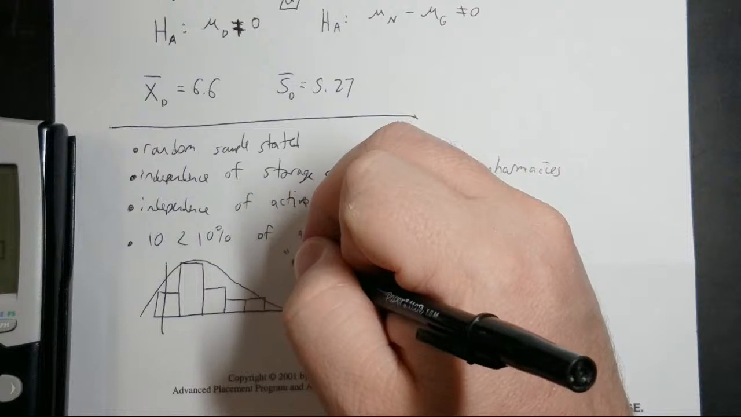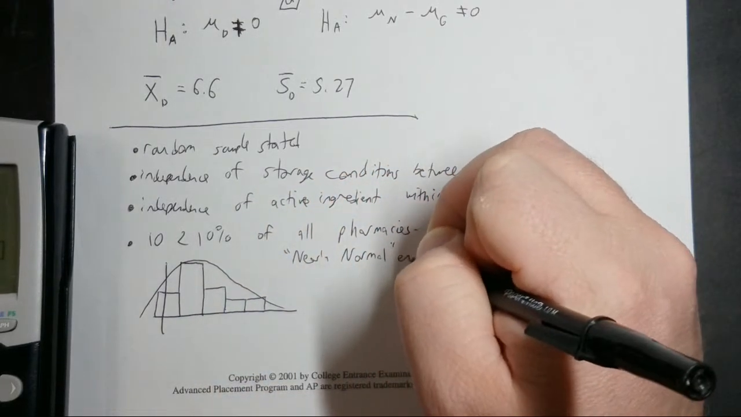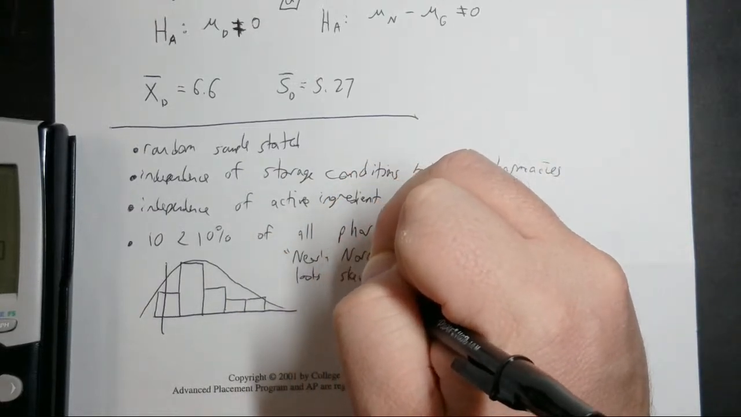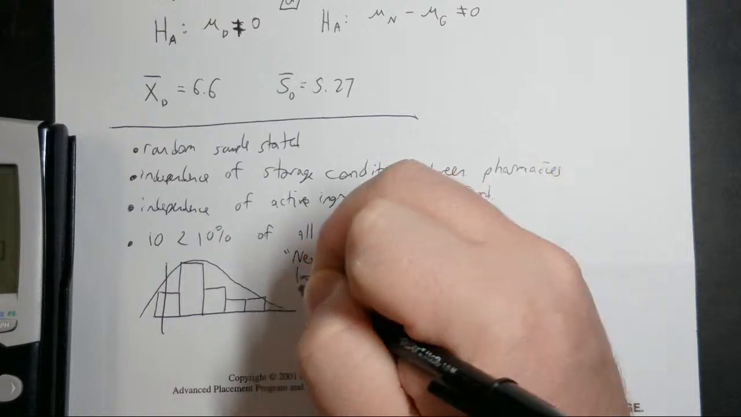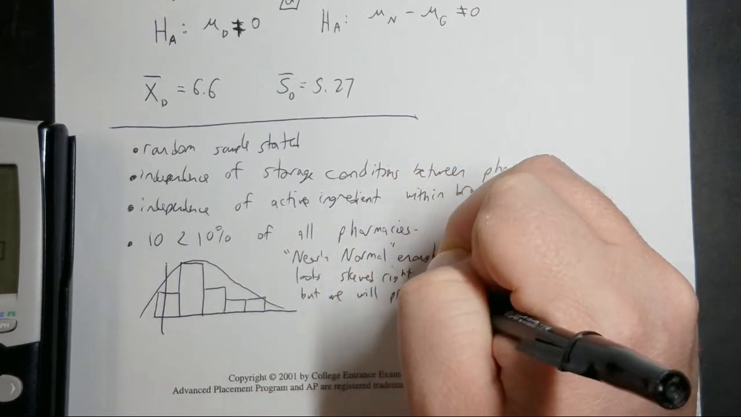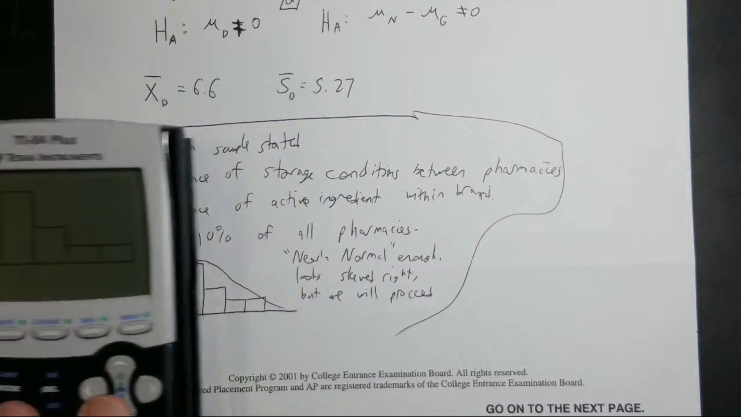But you could even state that it's nearly normal enough. It looks skewed right, but we will proceed. Something along those lines. The wonderful thing about statistics is that you can kind of muck it at that point and just be like, hey, it's close enough. Whatever. But now we can do the t-test.